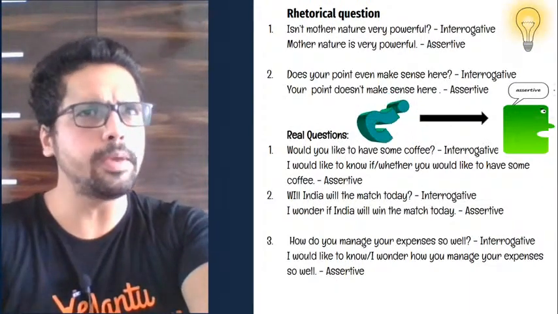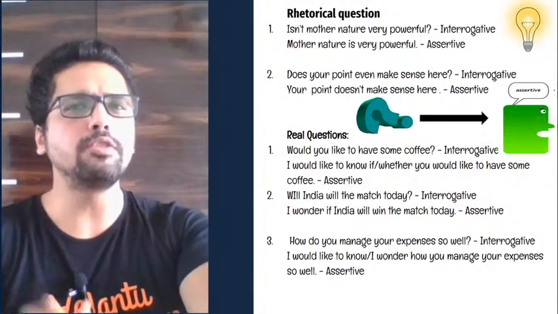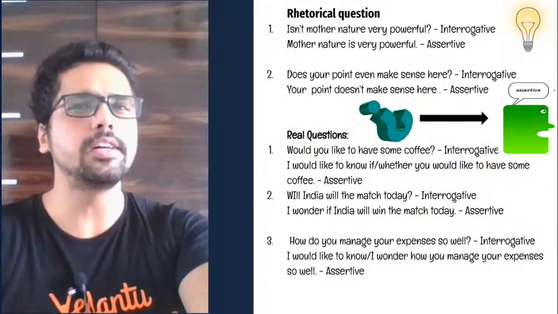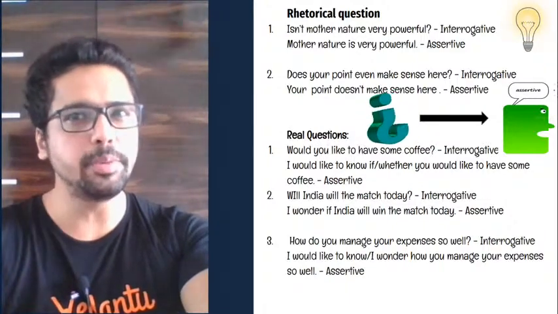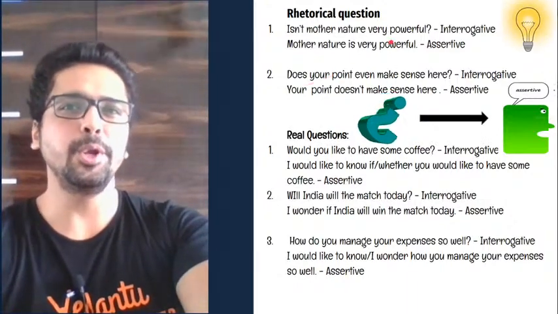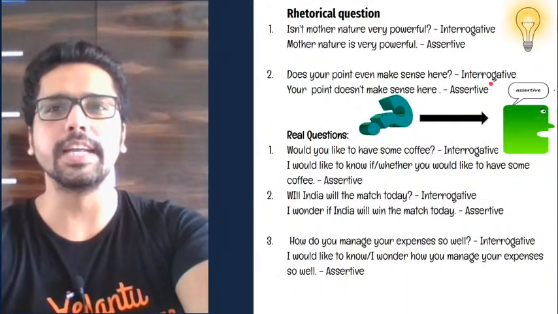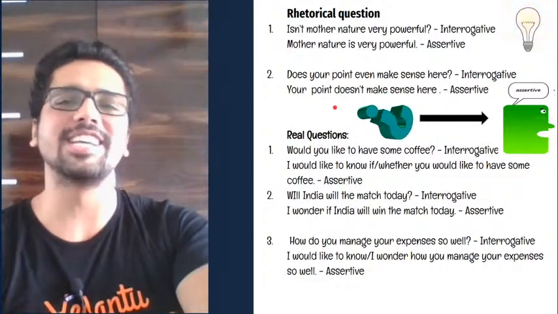So when you say, does your point make sense? Let's say you're angry with your friend, you're having an argument with your friend, and you say, does your point even make sense here? You're not asking for the answer. You're trying to give your opinion in the form of a question. That's a rhetorical question. You're trying to say your point does not make sense here.